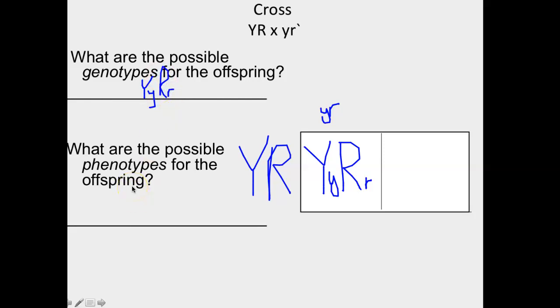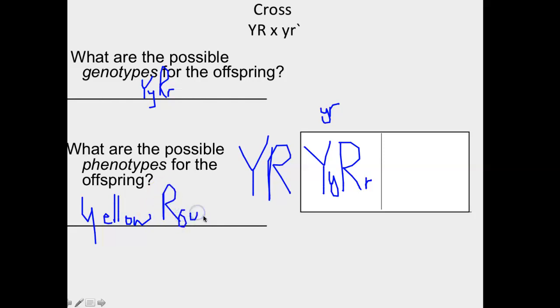What are the possible phenotypes? So if you look at both of these, what did big Y stand for? Big Y stood for yellow, right? So we know that our offspring have to be yellow. And what did big R stand for? Well, our offspring have to be round.